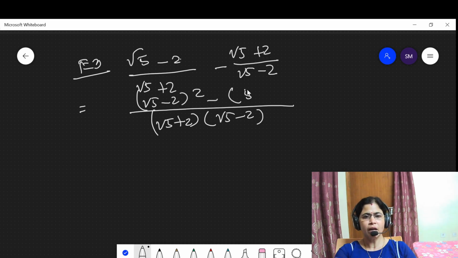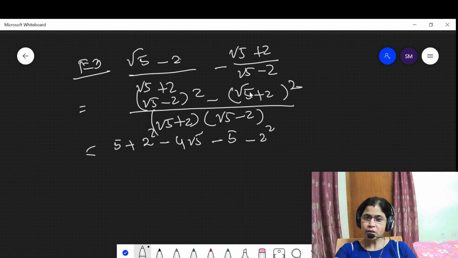Please students, never hesitate to ask me your doubt. Here root 5 plus 2 into root 5 plus 2 is root 5 plus 2 whole square, and the subtraction sign stays in the middle. Here this is a minus b whole square, which is a square plus b square minus 2ab: 2 into 2 into root 5, which is 4 root 5. This is 2 square. Then here a plus b whole square is a square plus b square.